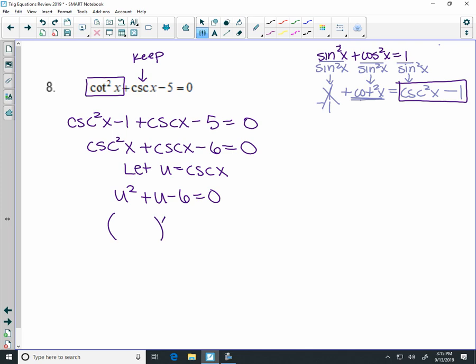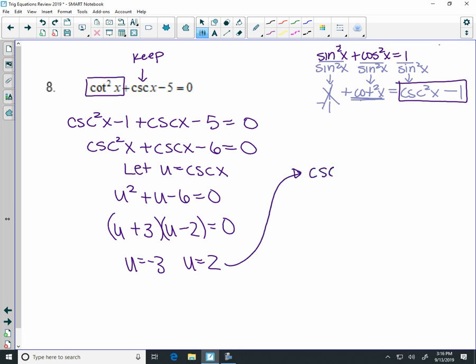So that means I need two numbers that multiply to negative 6 and add to 1. So it's going to be positive 3 and negative 2. So that means u equals negative 3 and u equals positive 2. And now we can substitute back in. So now that means that cosecant of x equals negative 3 and cosecant of x equals positive 2.